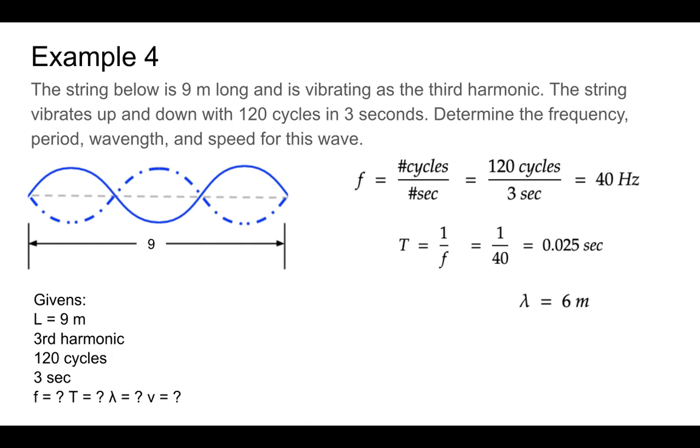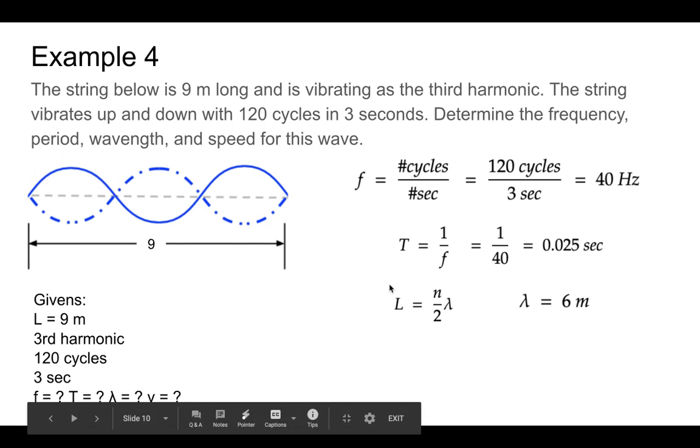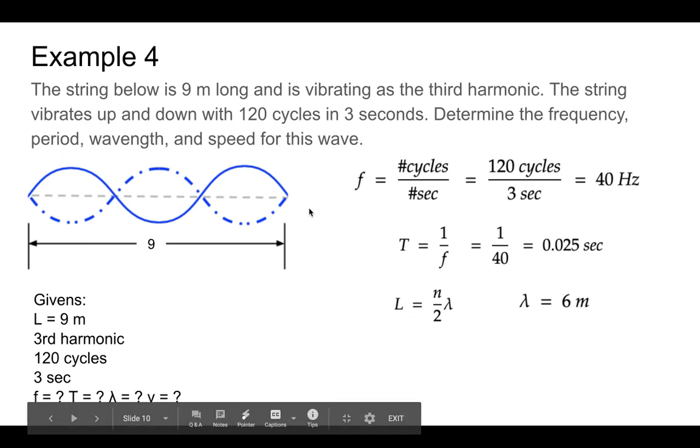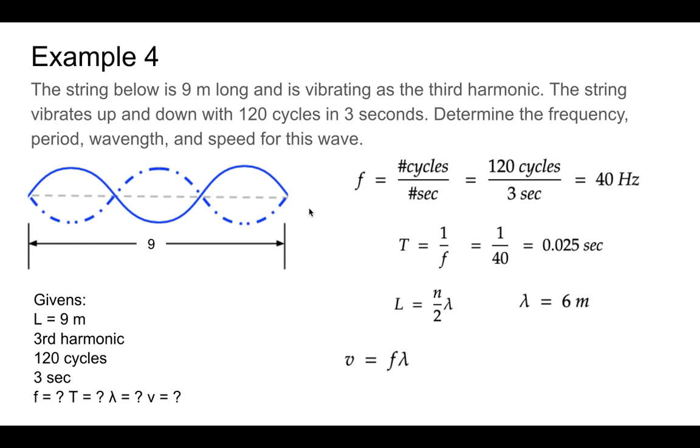The other way you can do it is use the wavelength equals 2 over n times length, like I showed you in the last one. If you rearrange that as well, you end up getting length is equal to n over 2 times wavelength. Or in this case, since it's the third harmonic, the wavelength would equal 2 over 3 times L. So 2/3 of L, which in this case is also 6. And then last but not least, we know that the speed or the velocity is frequency times wavelength. So here we get 40 hertz times 6 meters, and we end up getting 240 meters per second.